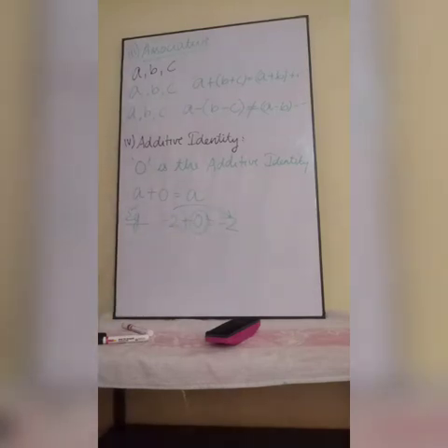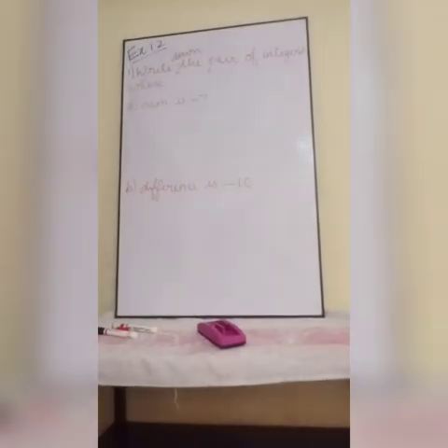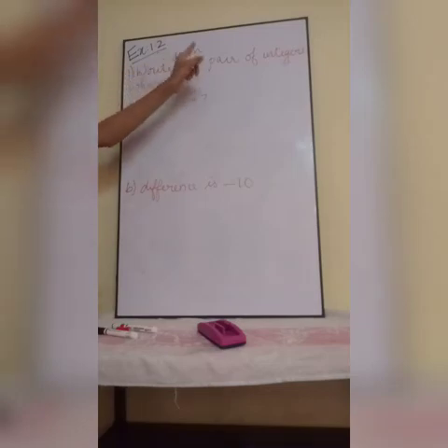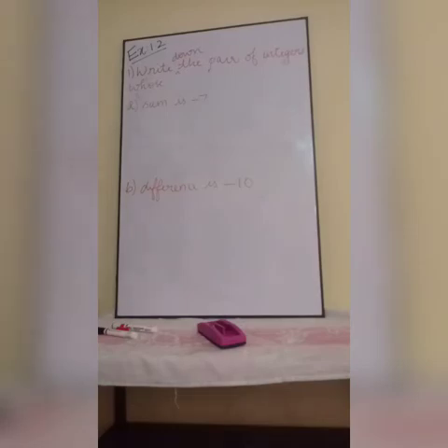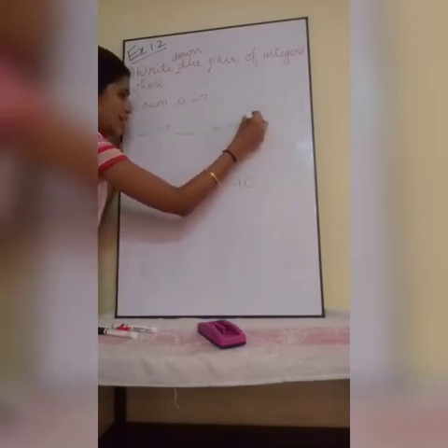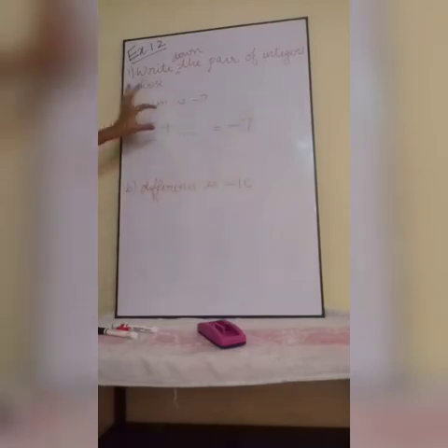Understood? Next is your exercise 1.2. Before exercise 1.2, you have example 1, which is your homework. So next see exercise 1.2. In that, the first question: write down the pair of integers whose sum is minus 7. You are going to add two integers and get the answer as minus 7. The sum is minus 7, and we have to find the pair. Pair means two integers.